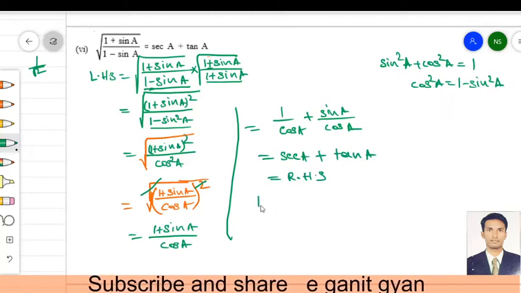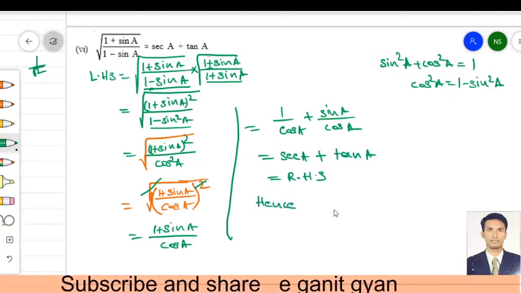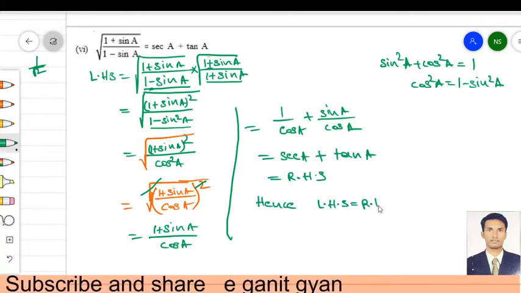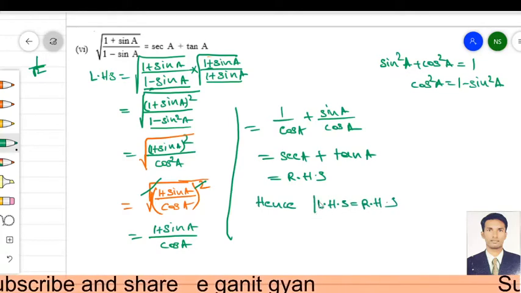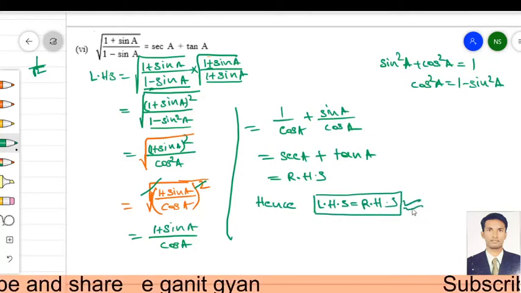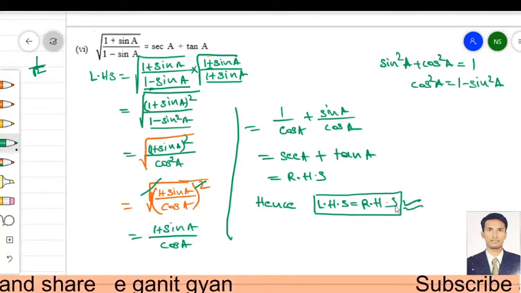So what can we write? Hence LHS equals RHS. Let us move to the next question.